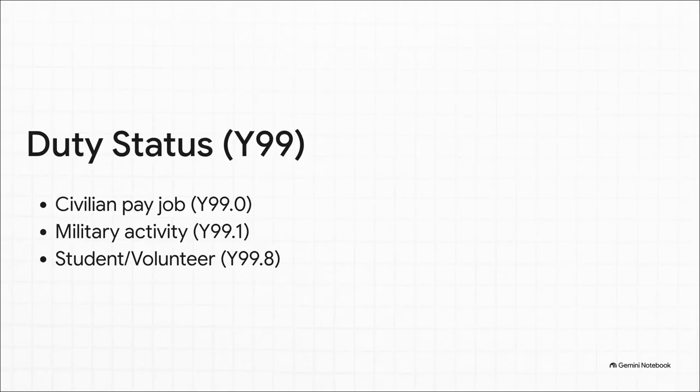Now that we've cleared out those one-time codes, let's look at how the remaining external cause codes lock together with the primary injury. Let's look closer at that 4th block of our stack, external cause status, category Y99. This basically answers the payer's question, was this person on the clock? So, Y99.0 means a civilian day job, Y99.1 is for military activity, and Y99.8 is for a student or volunteer. And remember, just like place and activity, you assign the status code only once at the initial encounter.